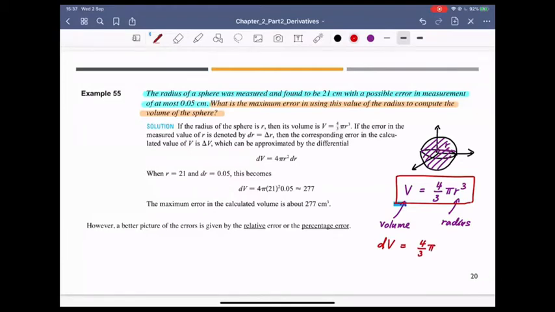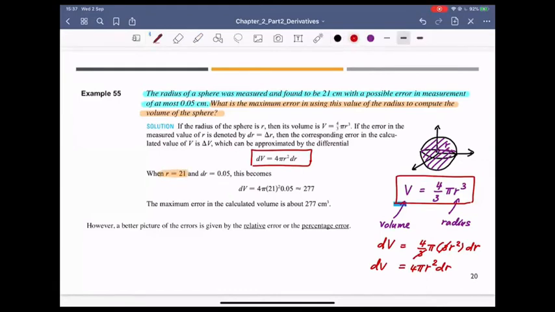So I just need to differentiate r cubed. I get 3r squared dr, because I differentiate r cubed and then the 3 cancels. So I have 4 pi r squared dr. So this is the differential of V, which is given here.